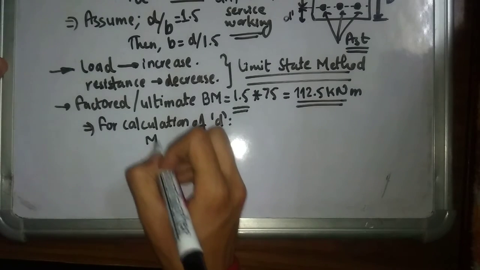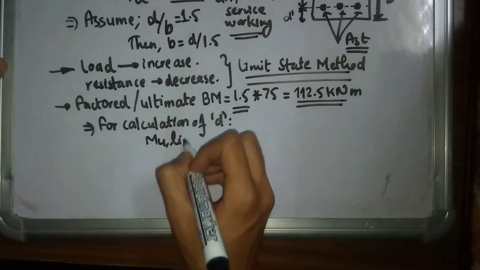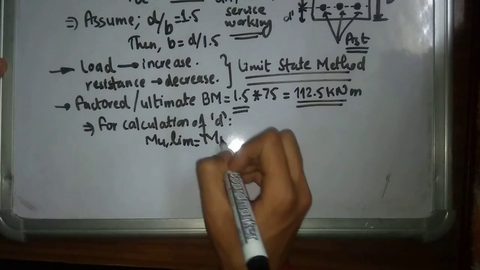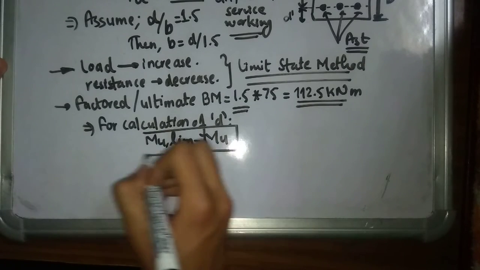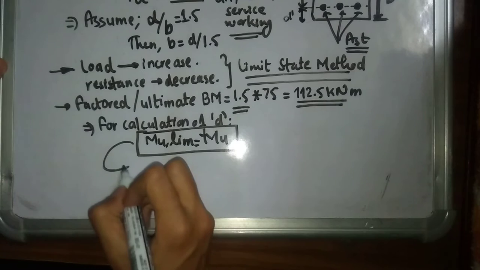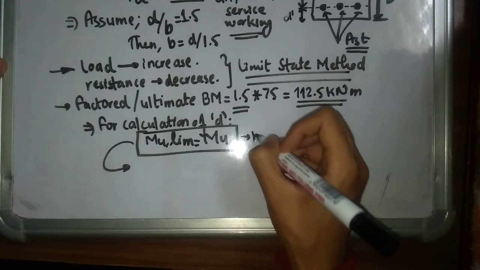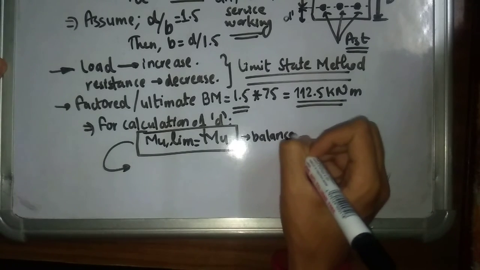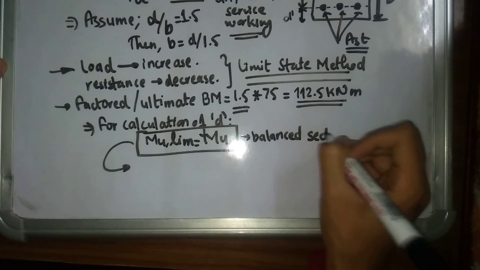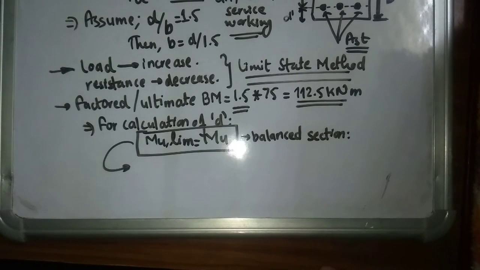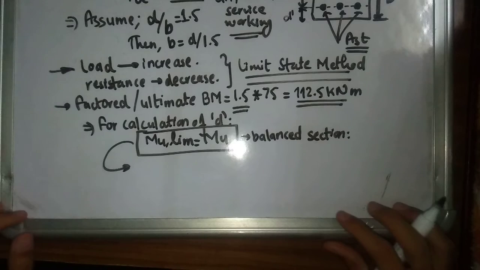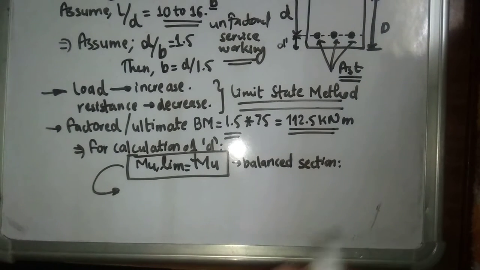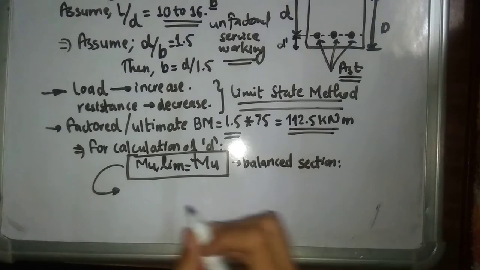We are going to design our beam for the limit state method. So we're going to set Mu limit equal to Mu. What this basically means is we are designing our beam for our balanced section. We have three sections: under reinforced, over reinforced, and balanced section. We never design our beam for over reinforced condition. We either design our beam for under reinforced or balanced condition. So right now we are designing our beam for balanced condition or balanced section.